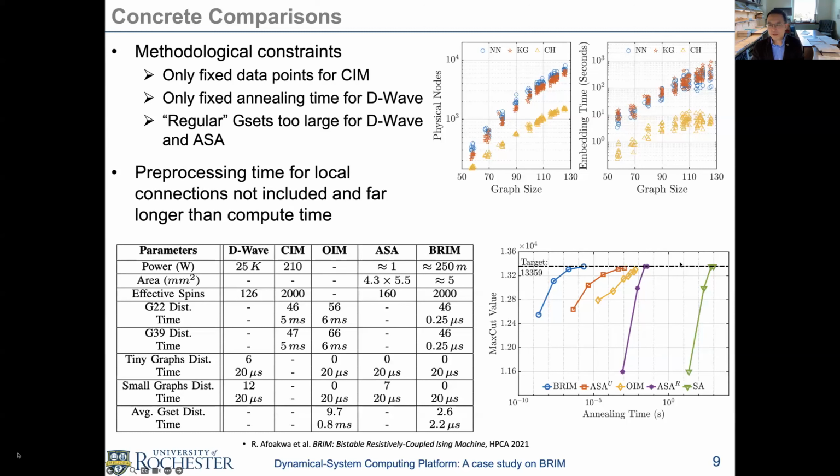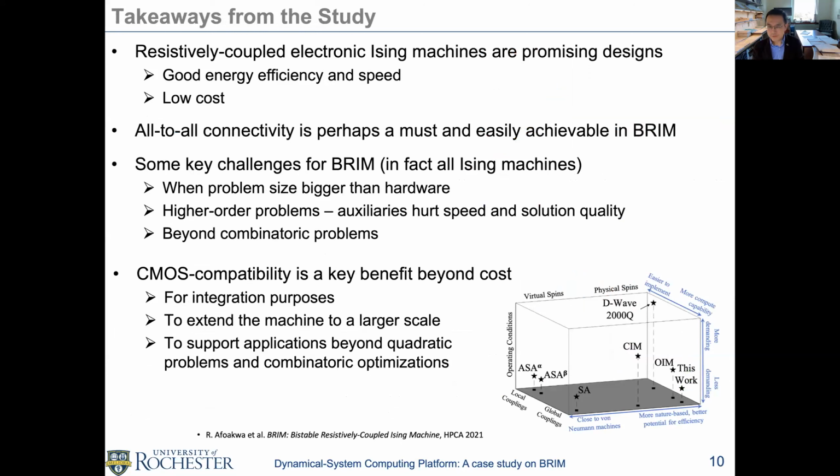So the comparison here is we think we can be orders of magnitude better than a von Neumann machine, a general purpose machine. The takeaway from this particular study is that the resistively coupled electronic Ising machine is a very promising design among all these machines out there. We know that all-to-all connectivity is very important because you want to map a general purpose problem. That's what the user gives you, you have no control. It's very easily achieved in BRIM, although you have to pay O(n squared) cost to create all the couplers.